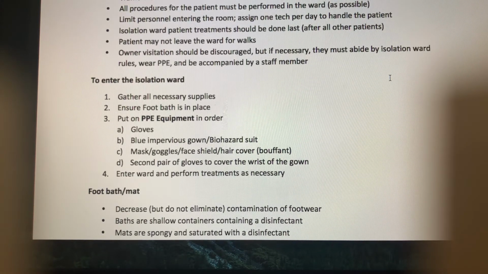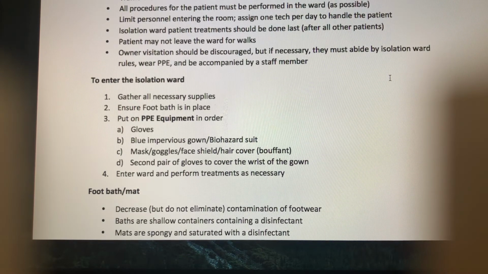You're going to, secondly, make sure a foot bath is in place. I'll talk about the foot bath and what its purpose is next. And then you're going to put on the PPE equipment in order. So gloves, I don't have on here, but shoe covers if you're going to be wearing shoe covers. A blue impervious gown or a biohazard suit, depending on if it's zoonotic or not. So a blue impervious gown is adequate for non-zoonotic illnesses. You will want a biohazard suit if you are dealing with a zoonotic illness.